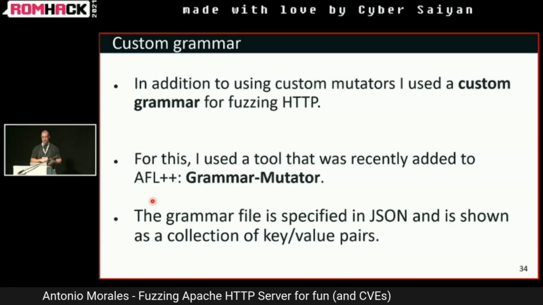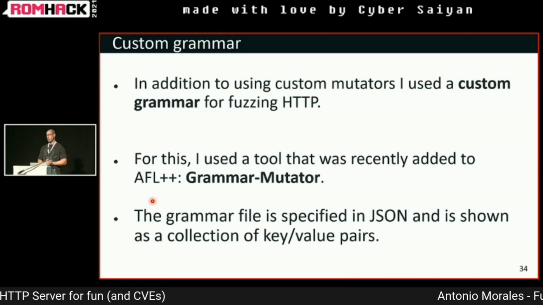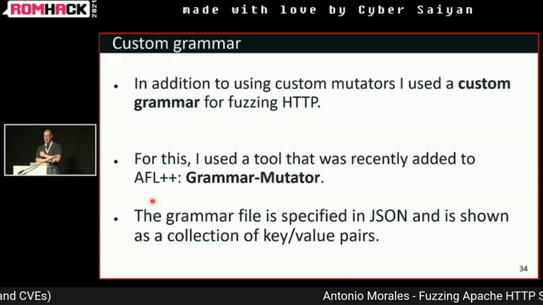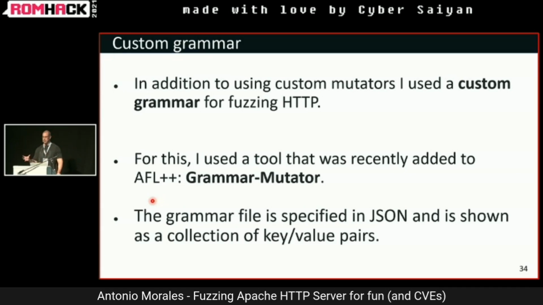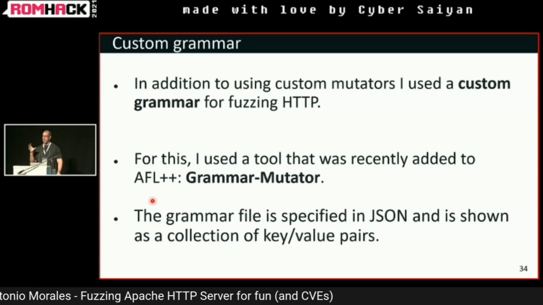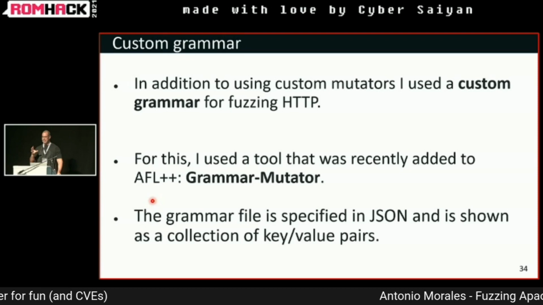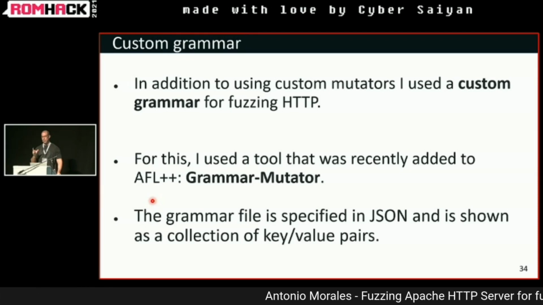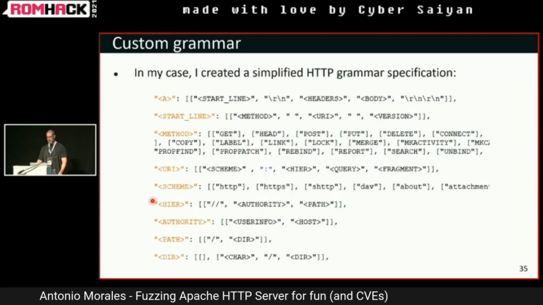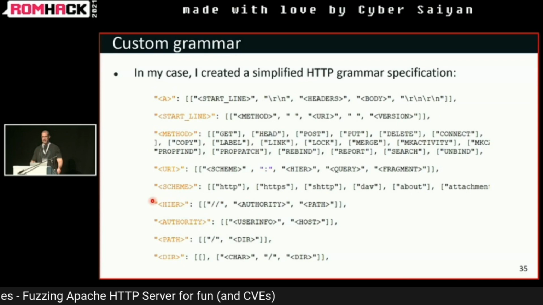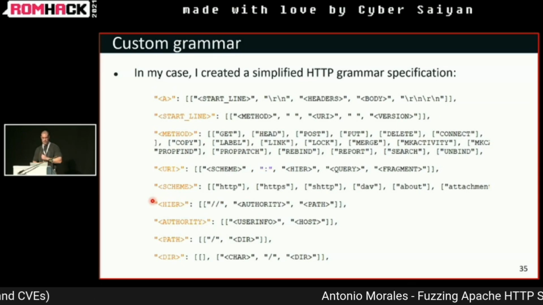And in addition to using custom mutators, I used custom grammars. For this task, I used the grammar mutator tool that is included in AFL++. And to use the grammar mutator, we only need to define a JSON file that includes a collection of key and value pairs. This is a part of my grammar specification. Here you can see it best with an example.